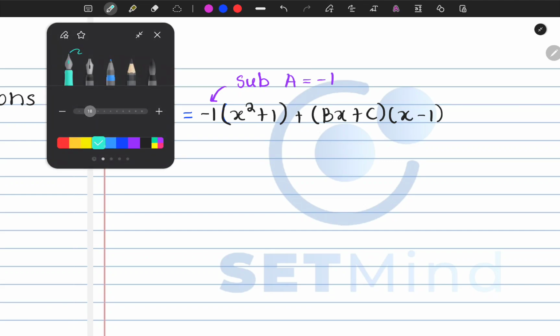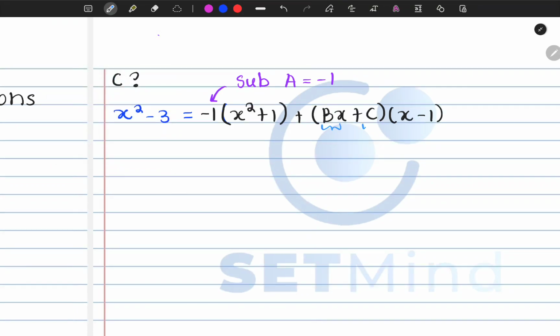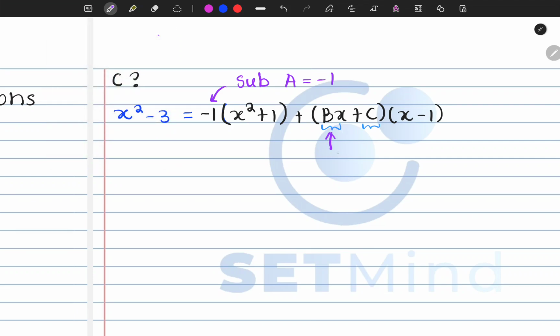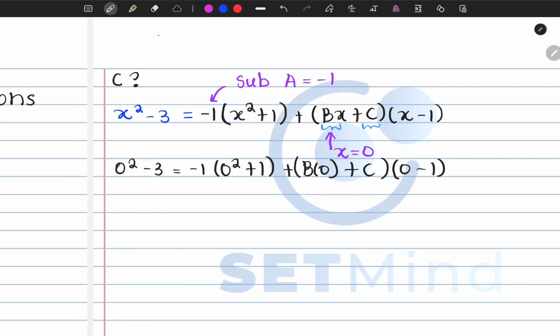If you look carefully, all we do not have now is the b and the c. But how can I eliminate the b? I can eliminate the b by setting x to be 0. Then the b term will disappear and the c will be left. So I can just go ahead and put in x is 0. So I'll have 0 squared minus 3 equals -1 times 0 squared plus 1, and then plus b multiplied by 0 plus c multiplied by 0 minus 1. If you look carefully, we'll end up having -3 equals -1.